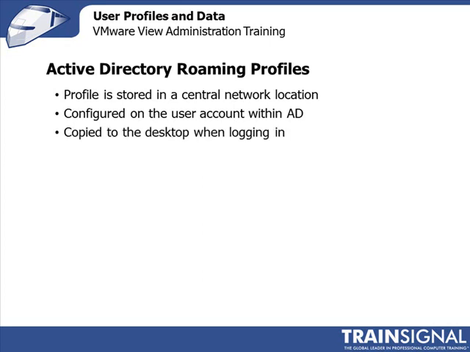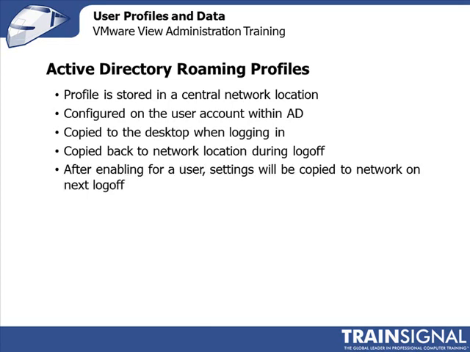Each time the user logs in to a domain computer, Windows will go to this central location and copy down that user's profile. When the user logs off, the opposite occurs, and Windows copies from the C drive version out to the network location. Once a setting is applied to a user account, the user will have to log off before any settings are copied out to the centralized network location.